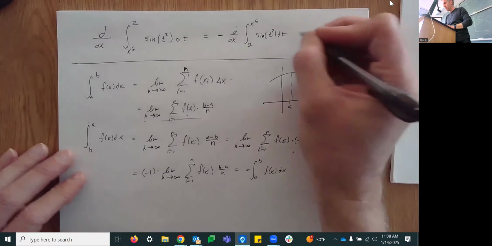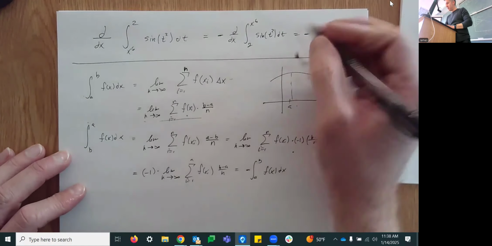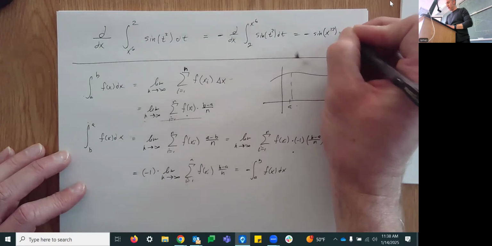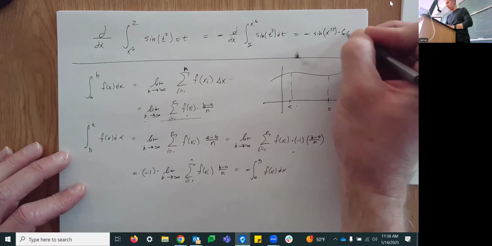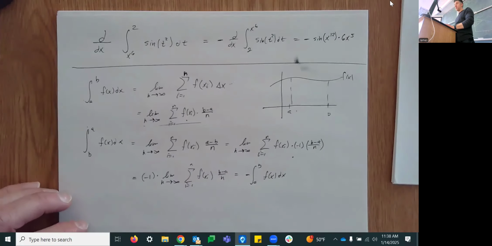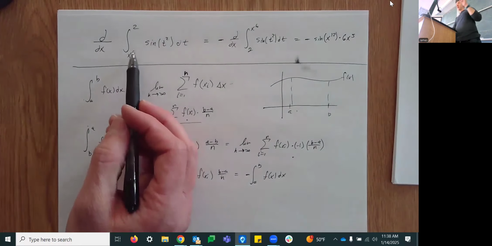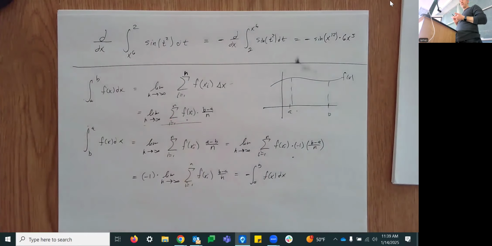So here we're going to get negative sine of x to the 6th squared times the derivative of x to the 6th, which is 6x to the 5th. Or in other words, the negative of the answer we got for the previous one. So when you have a variable thing in your lower limit, it means you're going to get a negative.